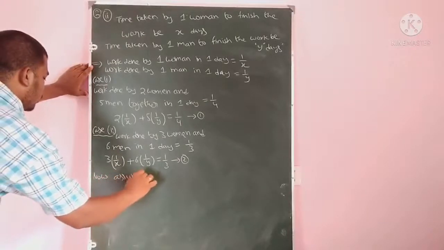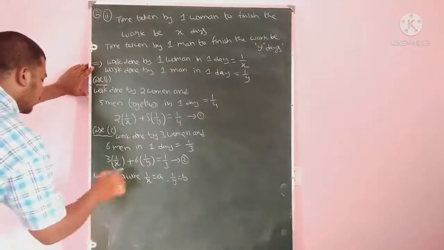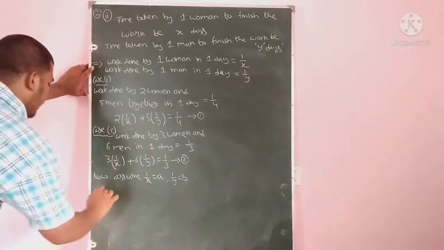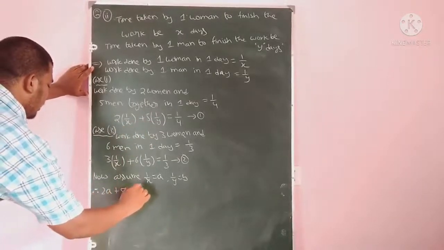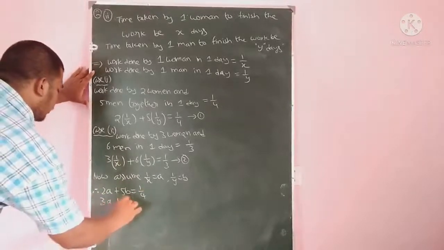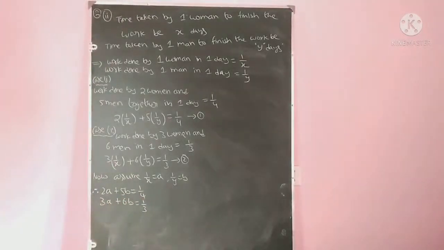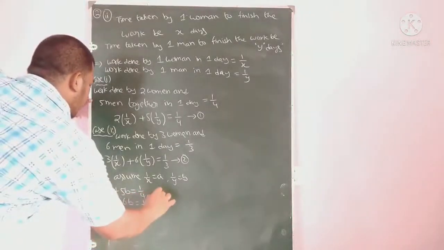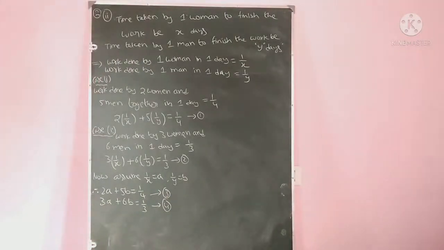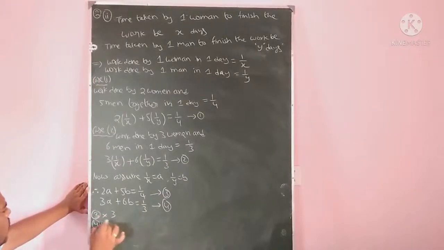Now assume 1 by x as a and 1 by y as b. Therefore equations 1 and 2 can be rewritten as 2a plus 5b equals 1 by 4, and 3a plus 6b equals 1 by 3. Let these be 3 and 4. So go with the elimination method. We can write equation 3 into 3, equation 4 into 2.